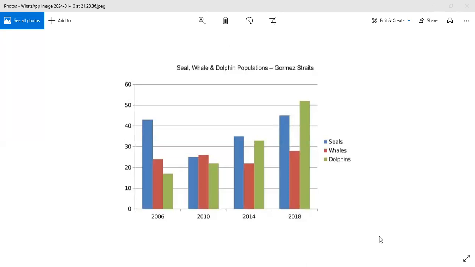Yes, sir. Okay. So you can see there is a bar chart, and you can see there's some instruction. You have to describe this bar chart. Gourmet Strait is an area. You can use the name or not, that's not a problem. But you have to describe the bar chart in detail. Your time starts now.